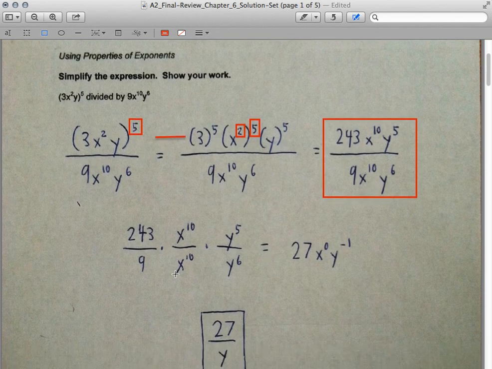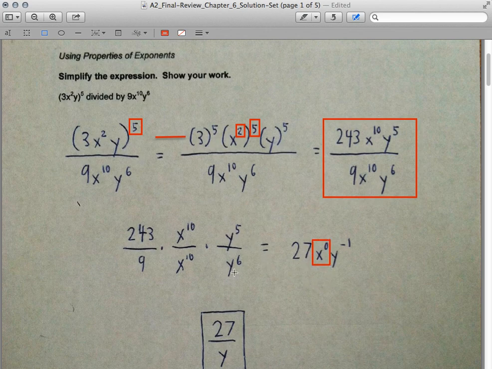The quotient property of exponents. When the bases are the same, and we are in a quotient or division example, the numerator exponent minus the denominator exponent is the simplified version of that value. So x to the 10th over x to the 10th becomes x to the 10 minus 10 power, which is where x to the 0 power comes from here.